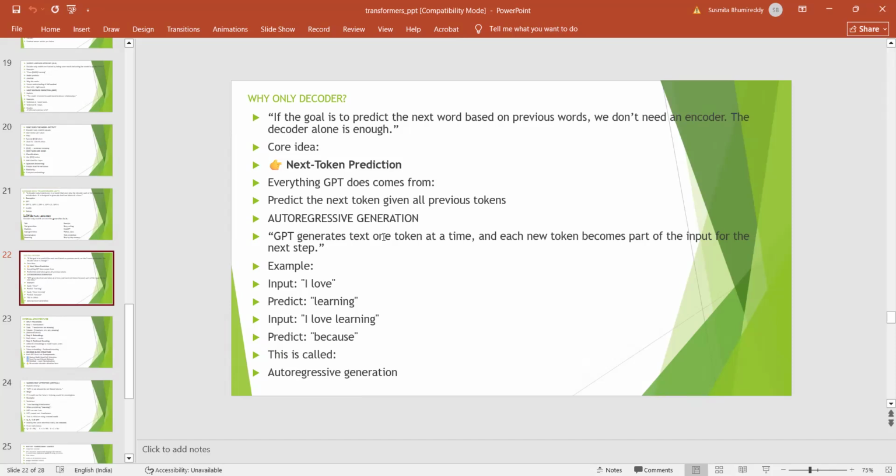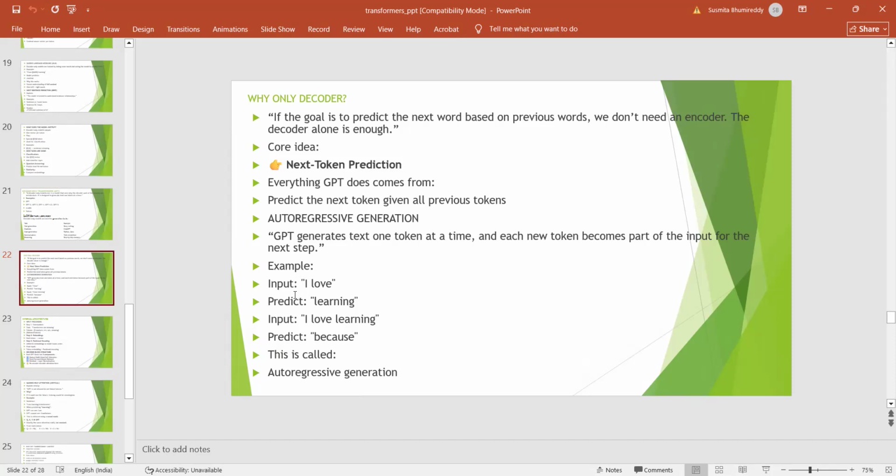And then auto-regressive generation: GPT generates text one token at a time. Suppose we have a word and we need to translate it into another language. At a time it will take only one token, generate the output, and then go for the next word, and each new token becomes part of the input for the next step. Whatever output it got becomes the input for the present word to predict the next word.